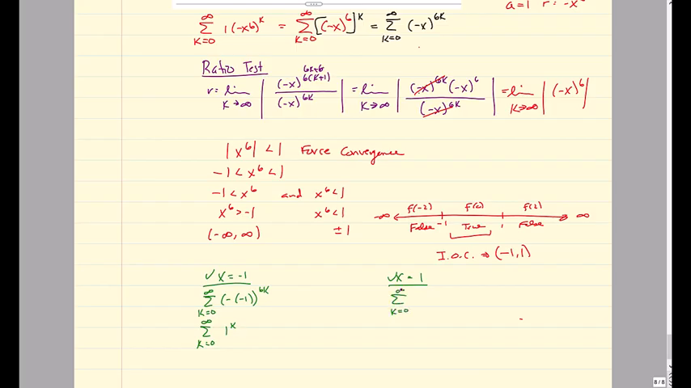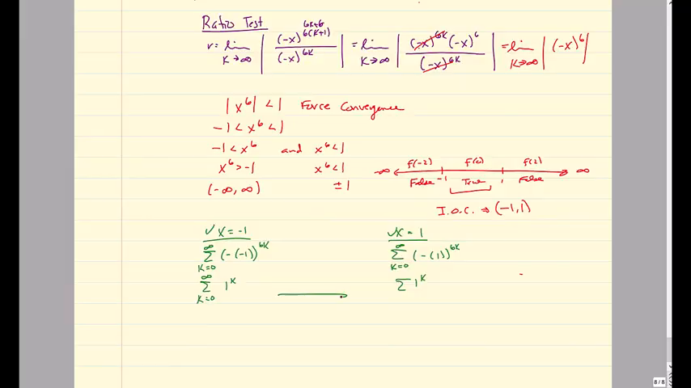And here I get the sum from k equals 0 to infinity, and I have minus a positive 1 to the 6k, and negative 1 to the 6th is going to be even, so I get 1 to the k here as well. Well, both of these are geometric series. Here r is equal to 1 on both of these.